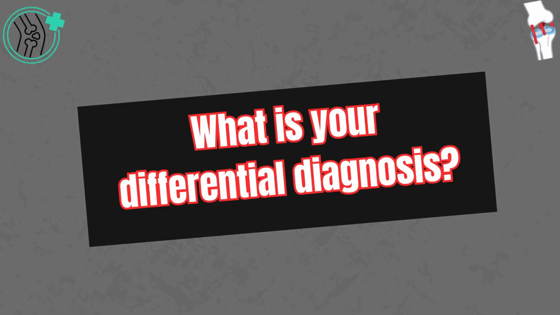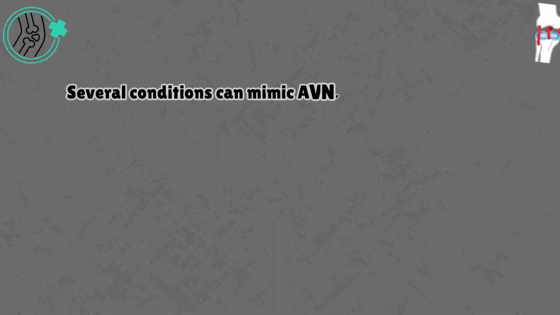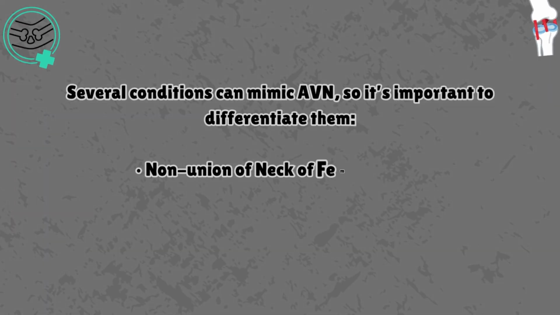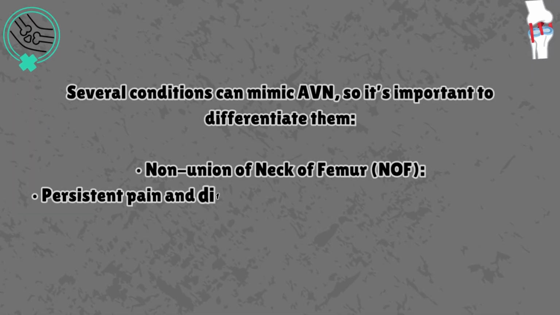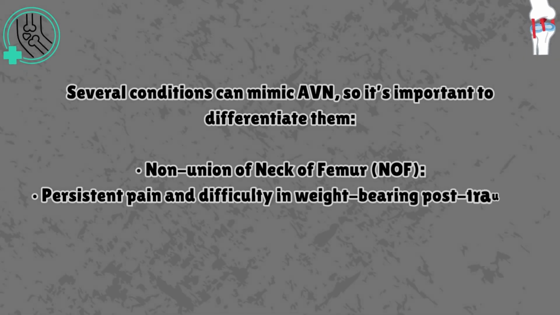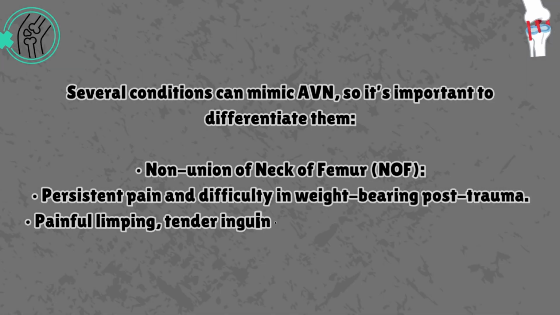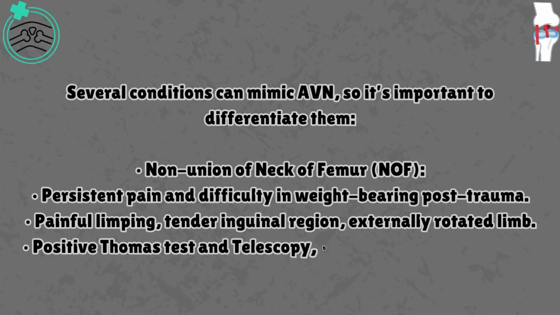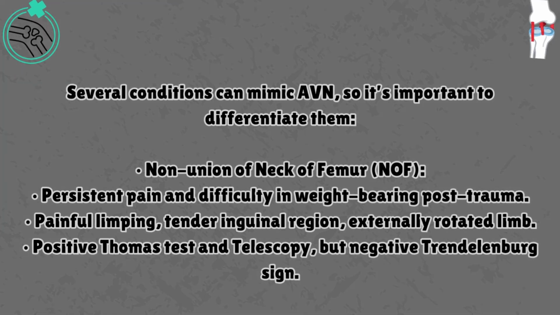3. What is your differential diagnosis? Several conditions can mimic AVN, so it's important to differentiate them. Non-union of neck of femur. Persistent pain and difficulty in weight-bearing post-trauma. Painful limping, tender inguinal region, externally rotated limb. Positive Thomas test and telescopy, but negative Trendelenburg sign.